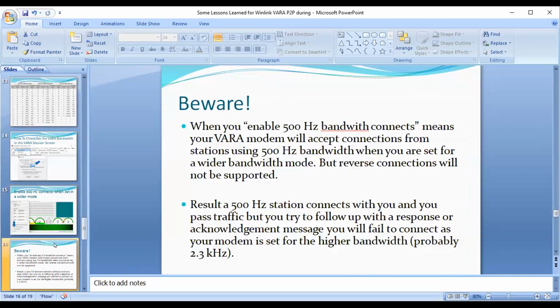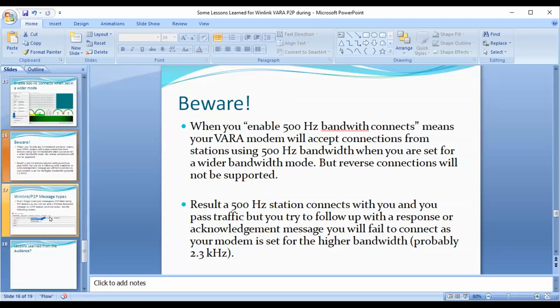And I think I've said a lot of this already. Yeah, so if you get a one-way connection, you may be set up using that to enable 500 hertz connections.